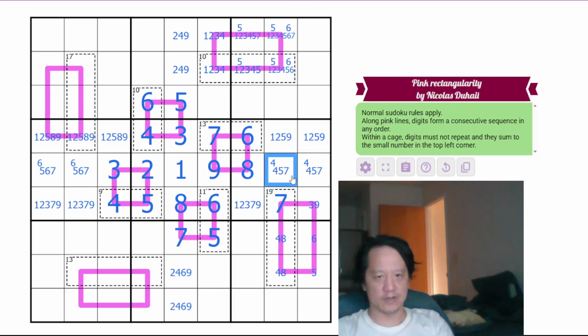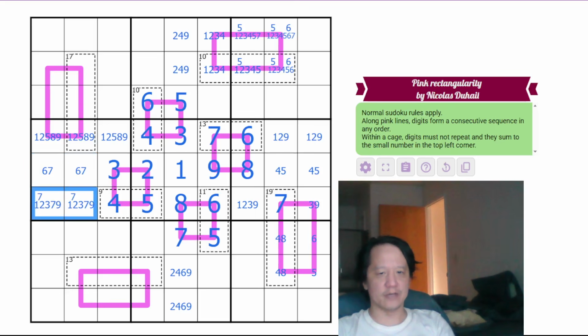That eliminates 7 in the rest of the box. So this becomes a 4, 5 pair. That eliminates 4, 5 in the rest of the box. So no 5 there, no 7 there. 4, 5 eliminates 5 in the rest of the row there. So this is 6, 7. That eliminates 7 in the rest of the box. So no 7 here.